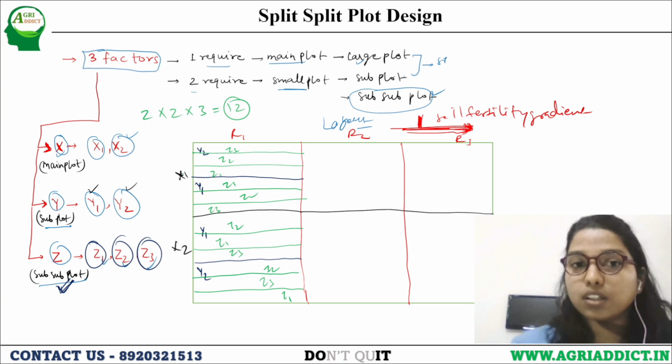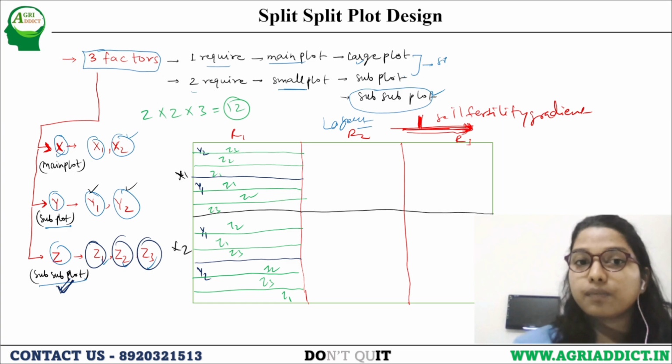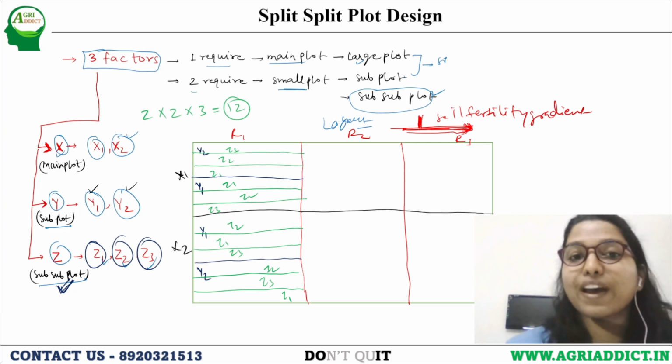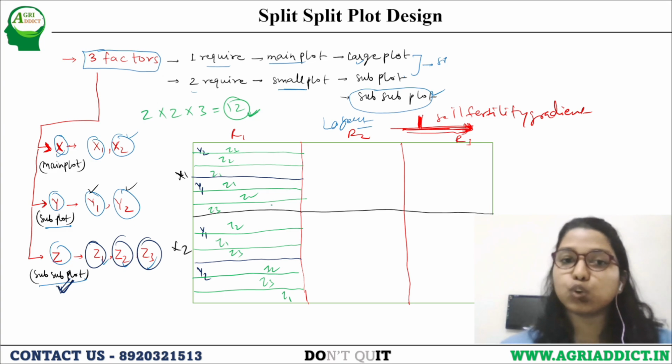Here this x1, y2, z1; x1, y2, z2; x1, y2, z3, like that. Then x1, y1, z1; x1, y1, z2; x1, y1, z3. Like that, we'll get 12 treatment combinations, just like in the previous split plot design we did. You can also do that. I hope you understand the layout.